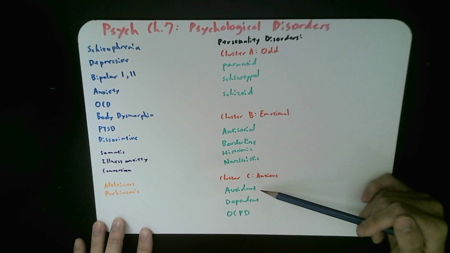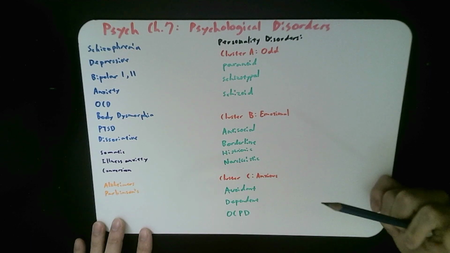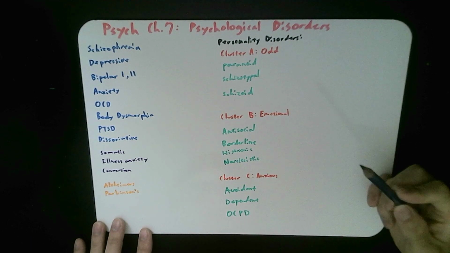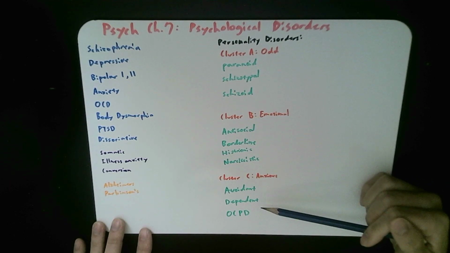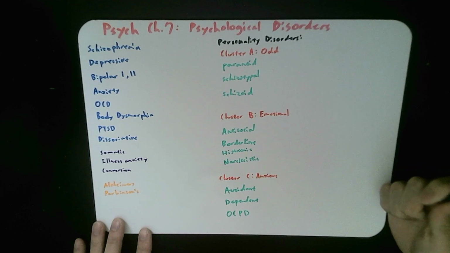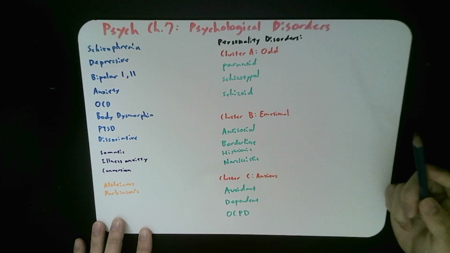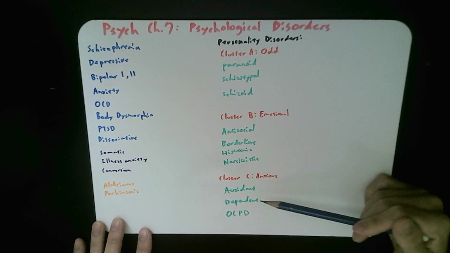In cluster C, anxious, you have avoidant personality disorder, where you tend to avoid things that stress you out. Dependent personality disorder is where you depend on others, and you depend on someone else to take the initiative, and yourself is less capable of making those initiatives.